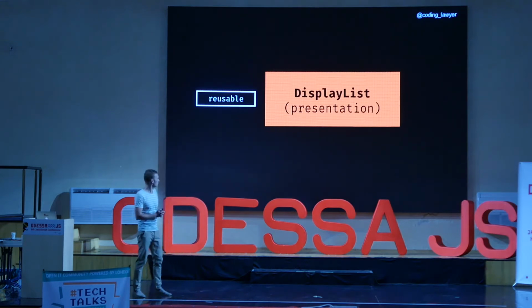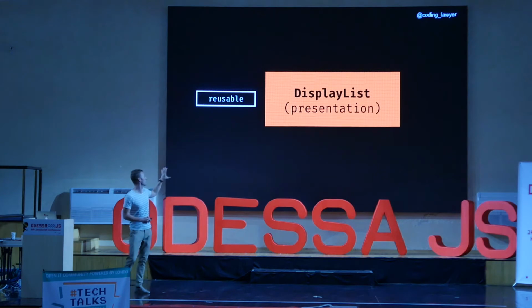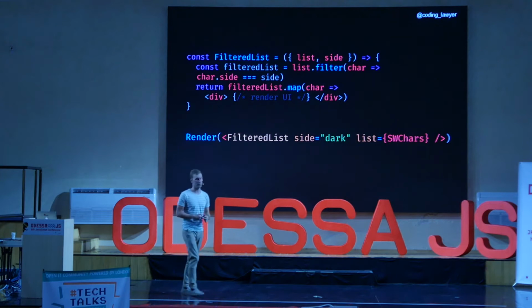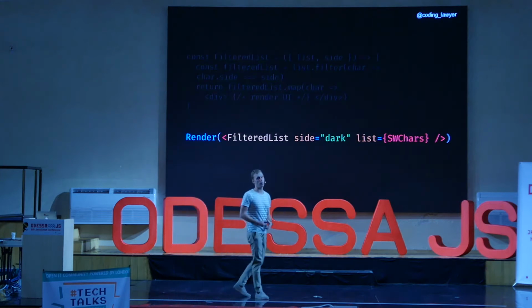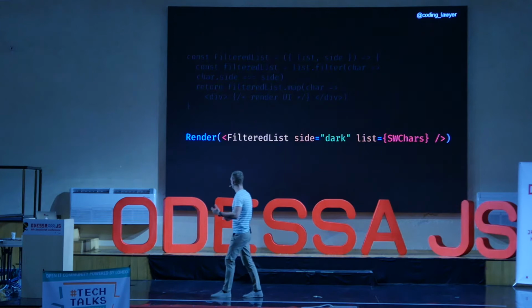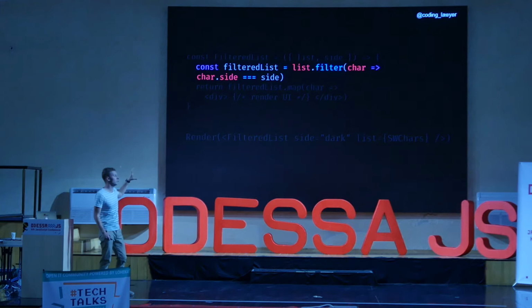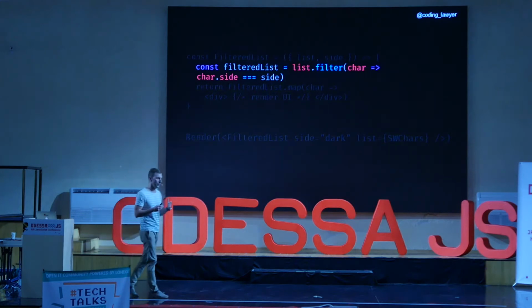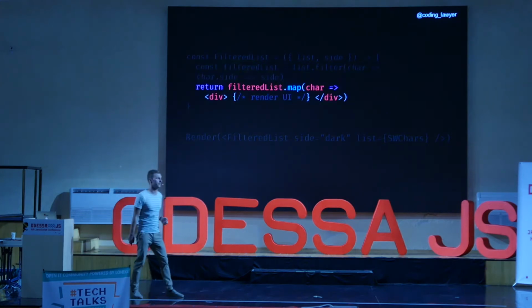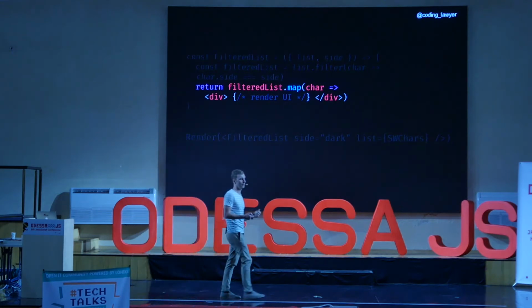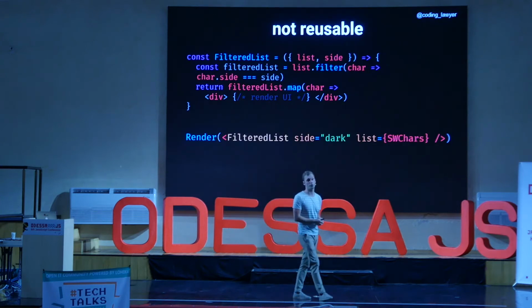This is the illustration of our display list reusable component. So we just add the logic. Now we move the logic inside the filtered list component. So let's see how this works. We pass props to the filtered list component, list prop and side prop. Now it's dark. So we go to the component. Here we filter the list of Star Wars characters using the side, and then we display the filtered list of Star Wars characters. But we have a problem because this component is hard to reuse.